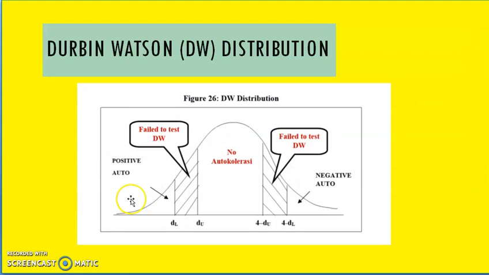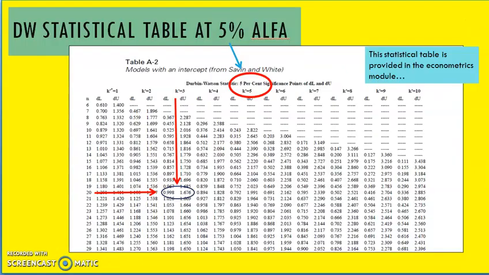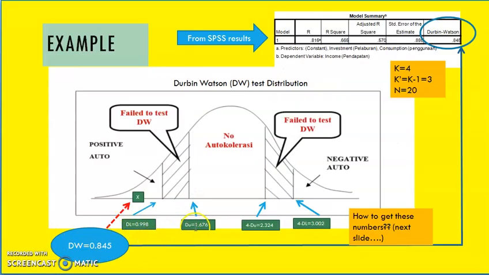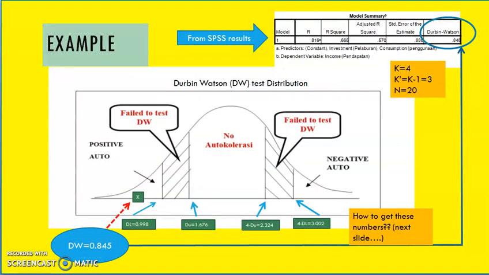dl, du, 4 minus du, 4 minus dl. So here you just put the information dl equal to 0.998, because here it is 0.998. And du is 1.676, because the given value for du is 1.676. Then you have to calculate 4 minus du and 4 minus dl using the given formula.